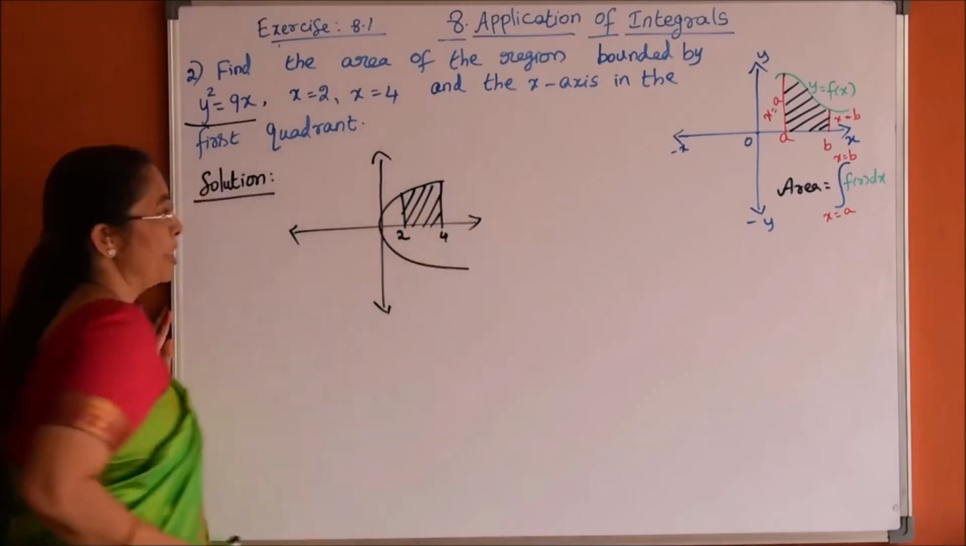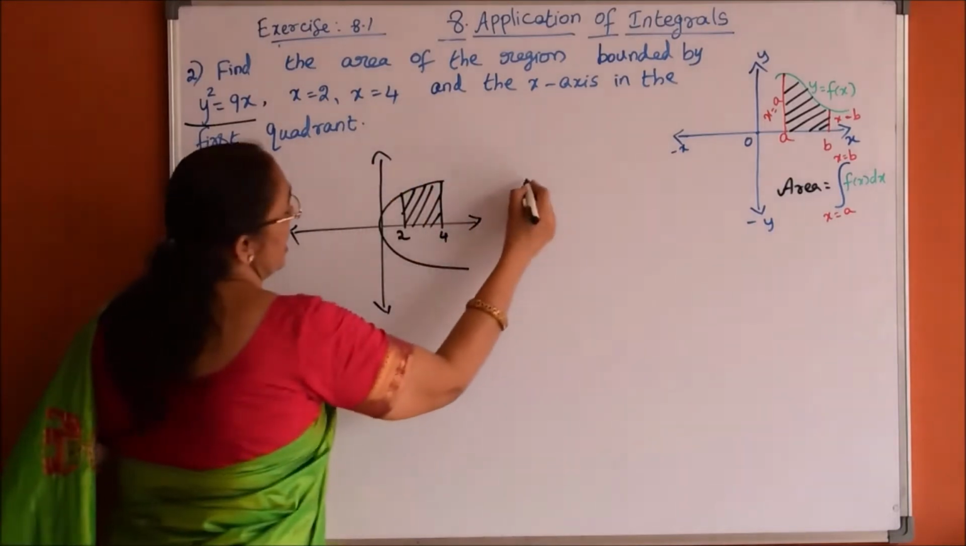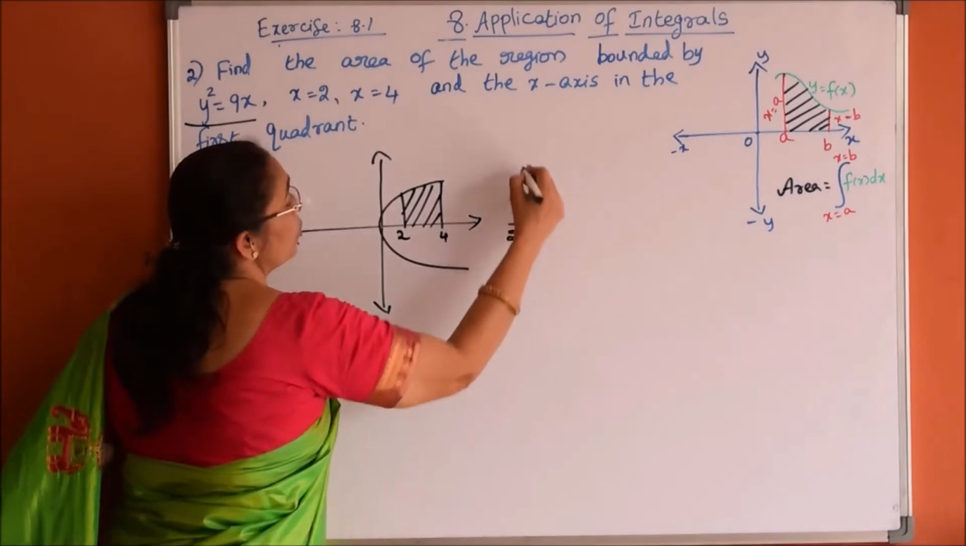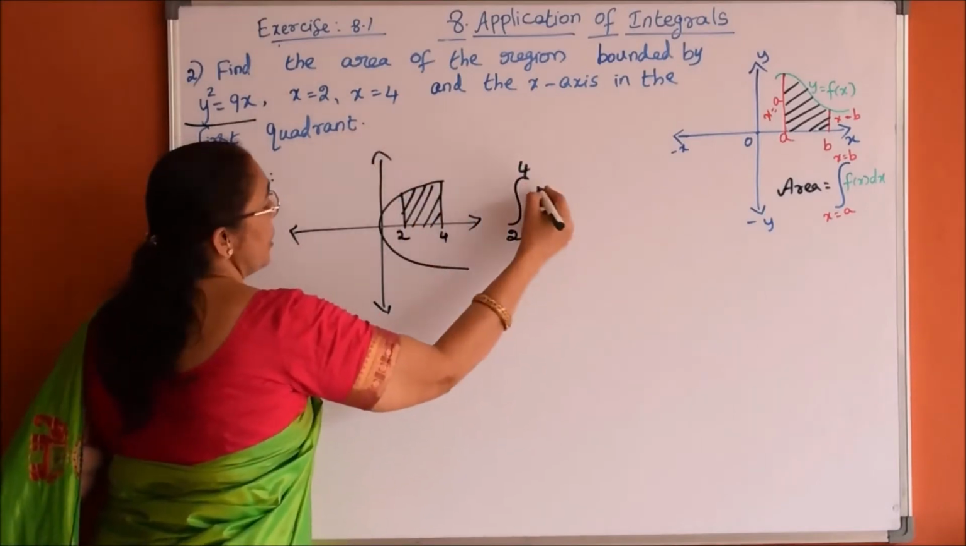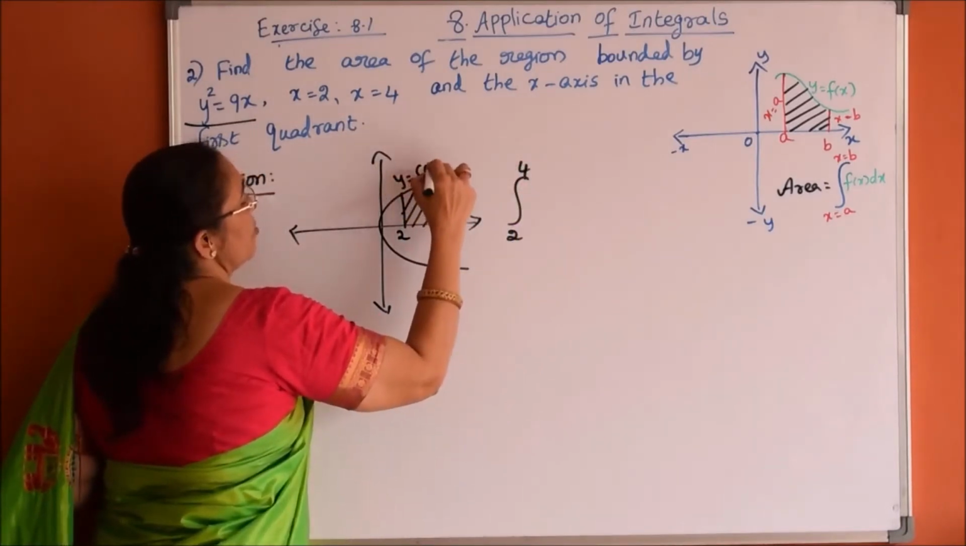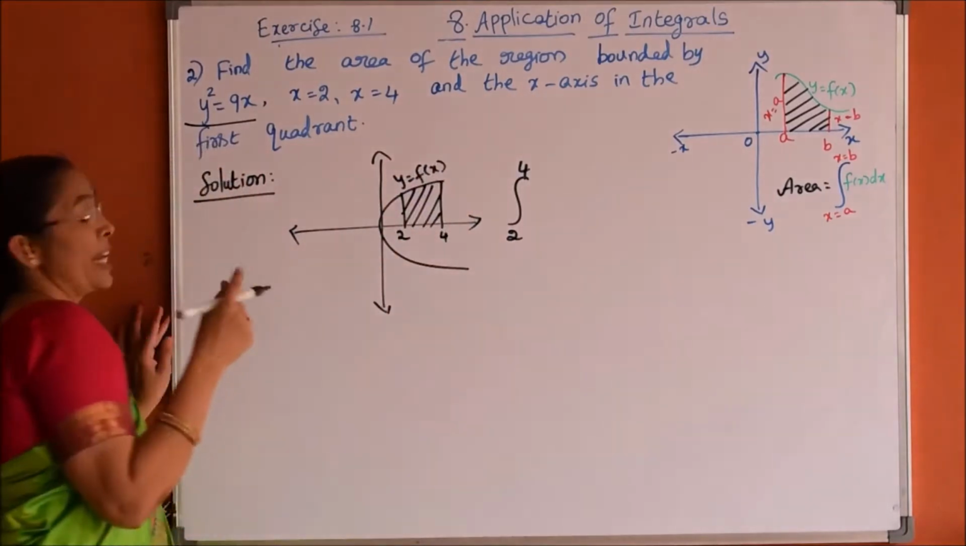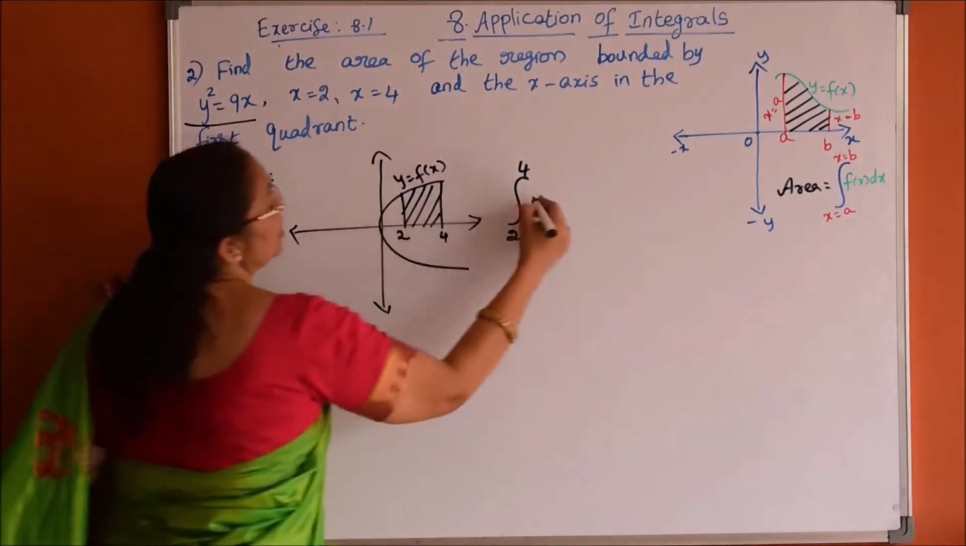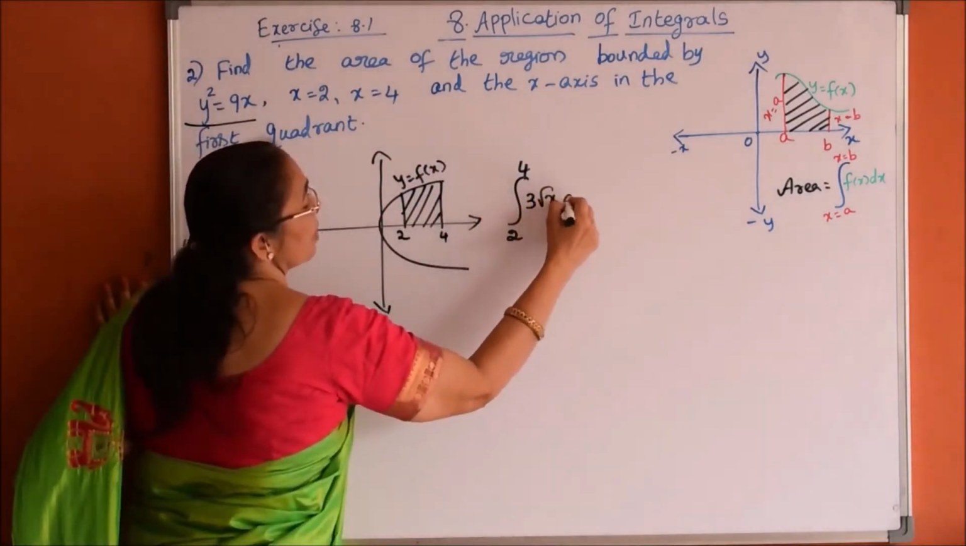So, with the help of the definition, we can write the required area as integration of 2 to 4 y, this is the y is equal to f of x form. So, y square is equal to 9x, therefore, y is equal to 3 root x dx.